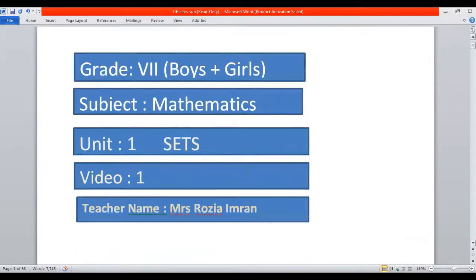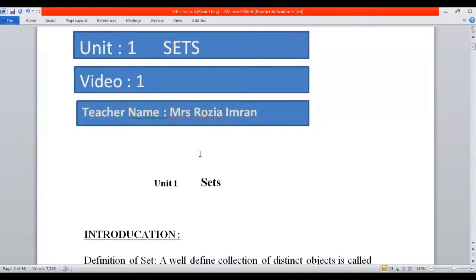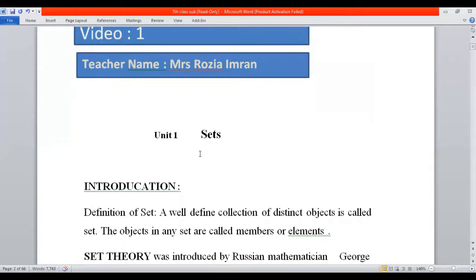As you can see on your screen, that subject is mathematics, and according to SOS, the first unit is unit 1, that is sets. So sets in our daily life, we use this word so many times for different things.